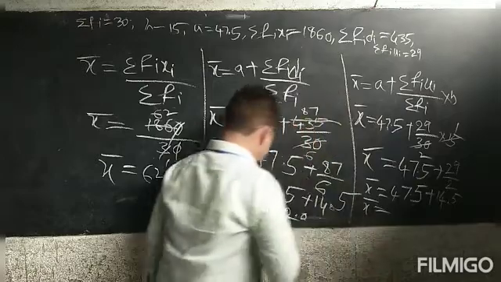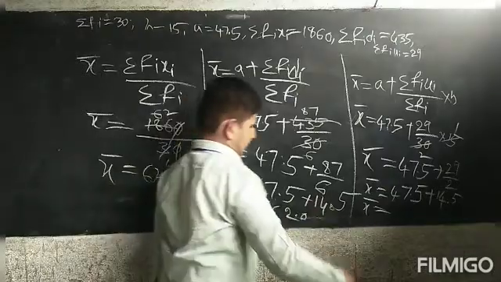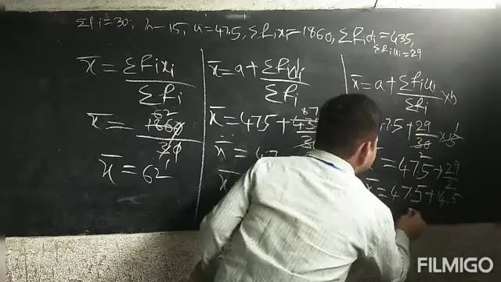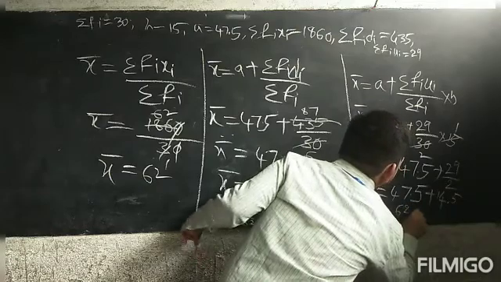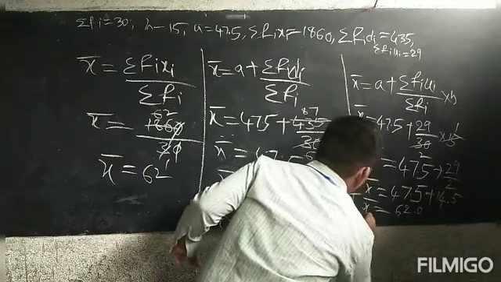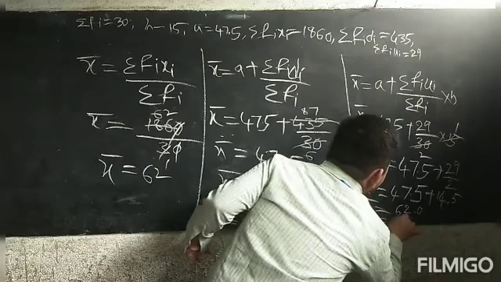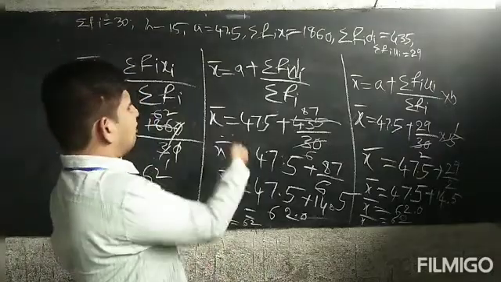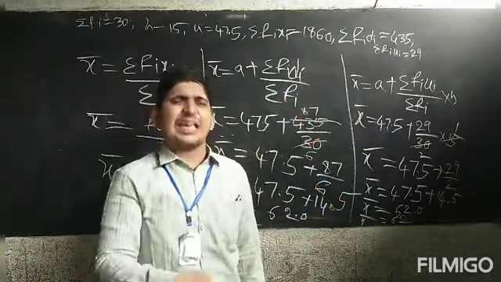x bar equal to 62.0. Directly here we calculate 47.5 plus 14.5 equal to 62.0. So x bar equal to 62. In all three methods we have got the same value, but the step deviation method is very easy to calculate.